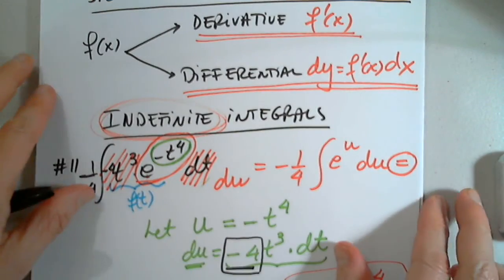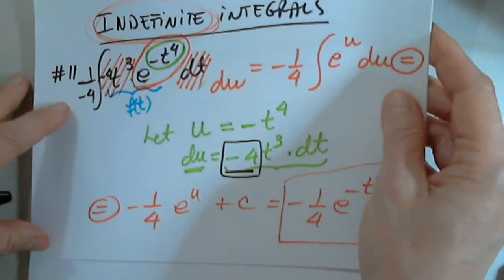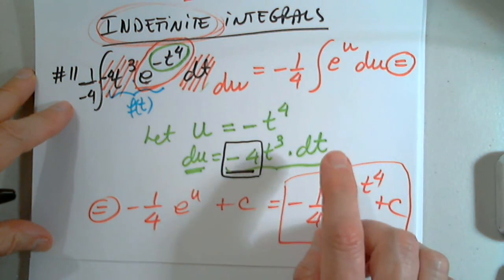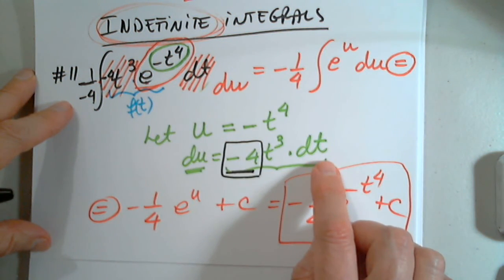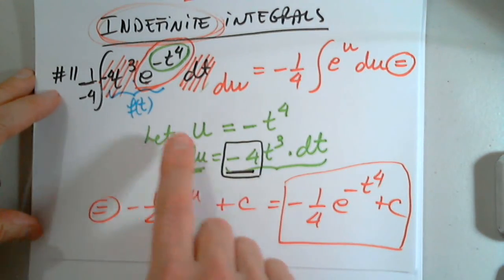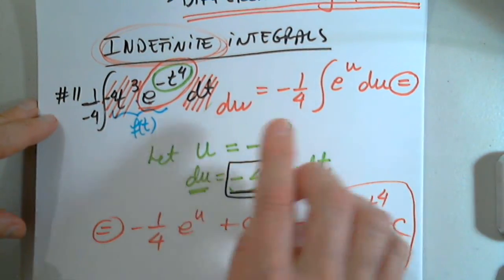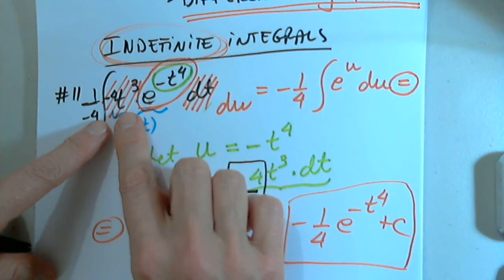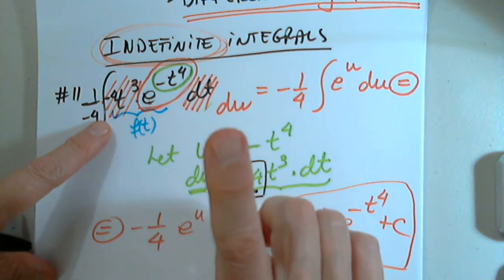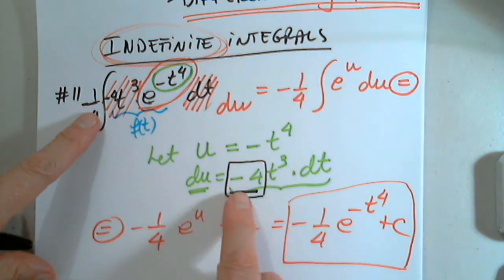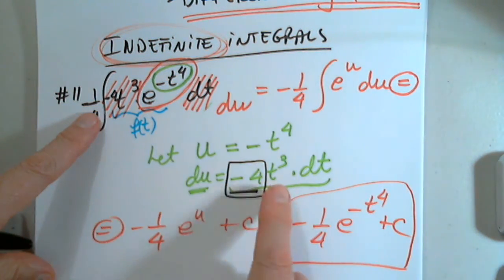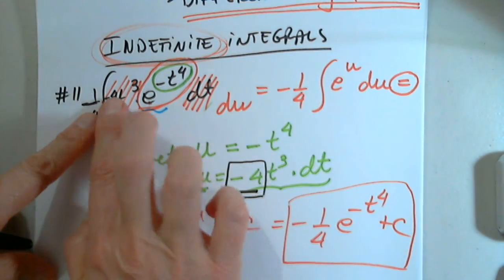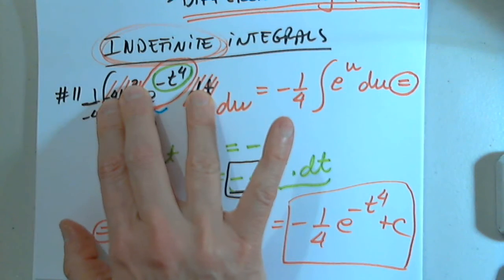So here I have to differentiate to find the du in the problem. The t cubed, was it integrated? So negative 4 t to the third dt. Like, what happens to that? Did you integrate it? Very good. Negative 4 t to the third and dt. These three pieces are du.